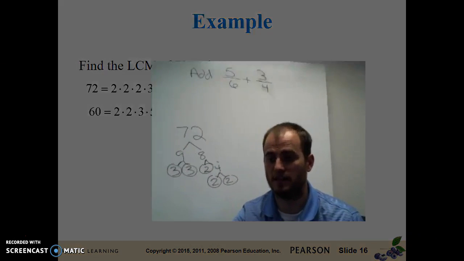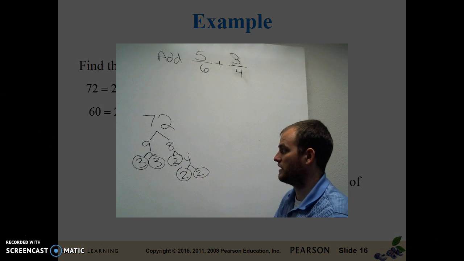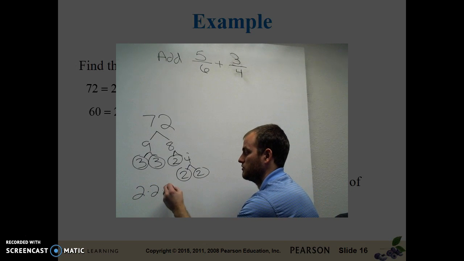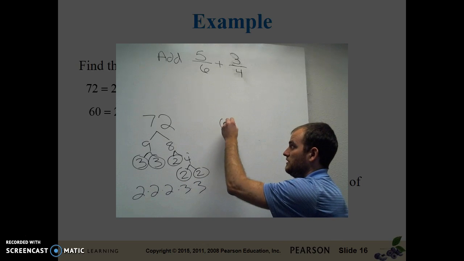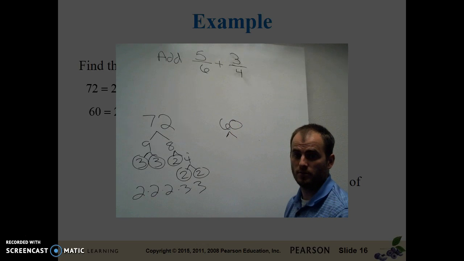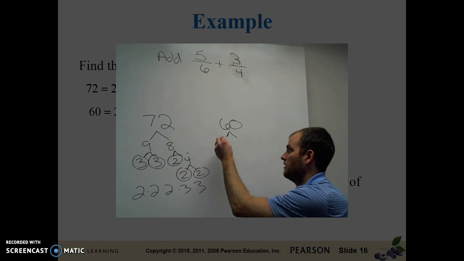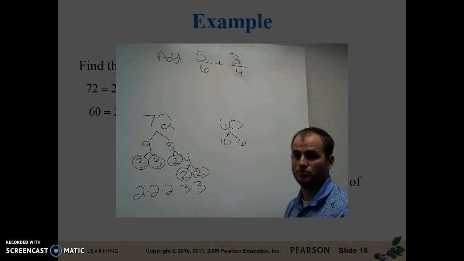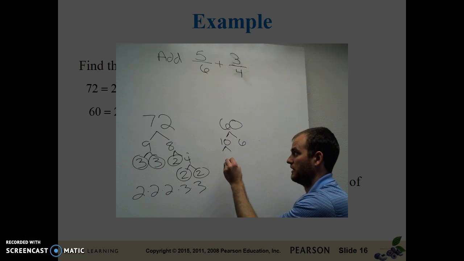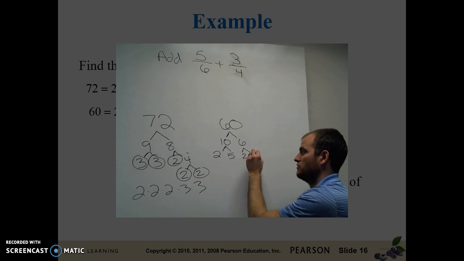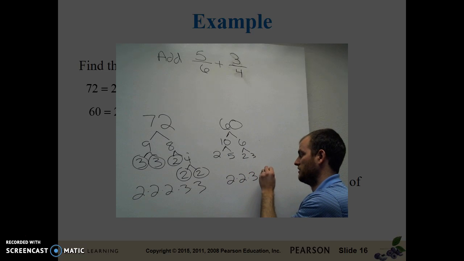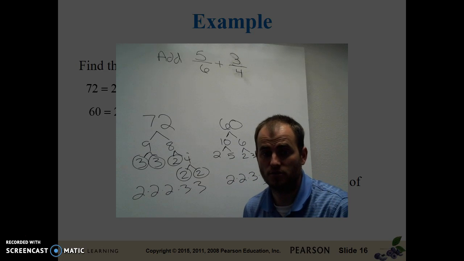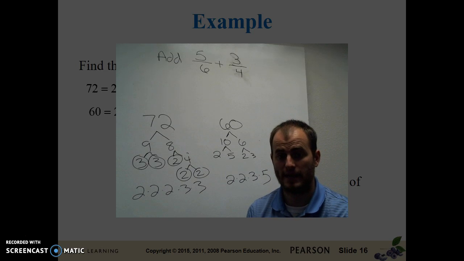Okay, so you can see that 72 is 2 times 2 times 2 times 3 times 3. Same with 60. 60, remember you can use anything you want here, maybe 10 times 6. You could use 2 times 30 or anything else that multiplies to 60. 10 is 5 times 2, and 6 is 2 times 3. So 60 is 2 times 2 times 3 times 5. Okay, so those are the prime factorizations.